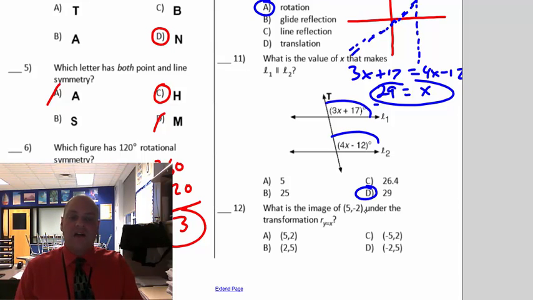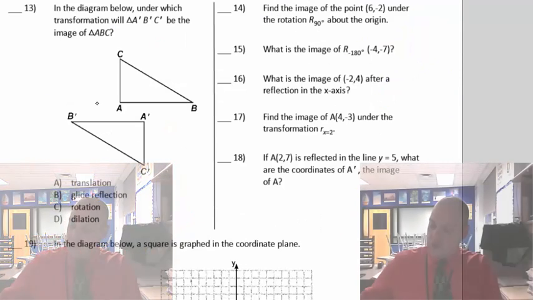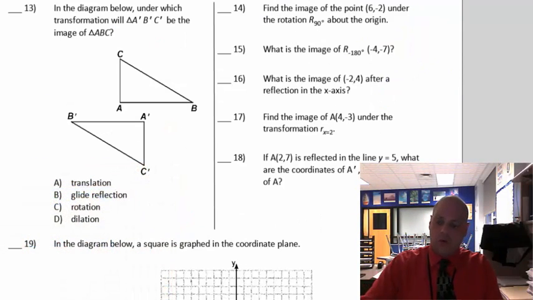What is the image of 5, negative 2 under the transformation reflection y equals x? We did our rules. Go back and look at our coordinate rules. Reflection over y equals x, the rule is you just switch the x and the y. So 5, negative 2 becomes negative 2, 5. So that would be D. All right, on to page 2. I think we're rolling through pretty good here.